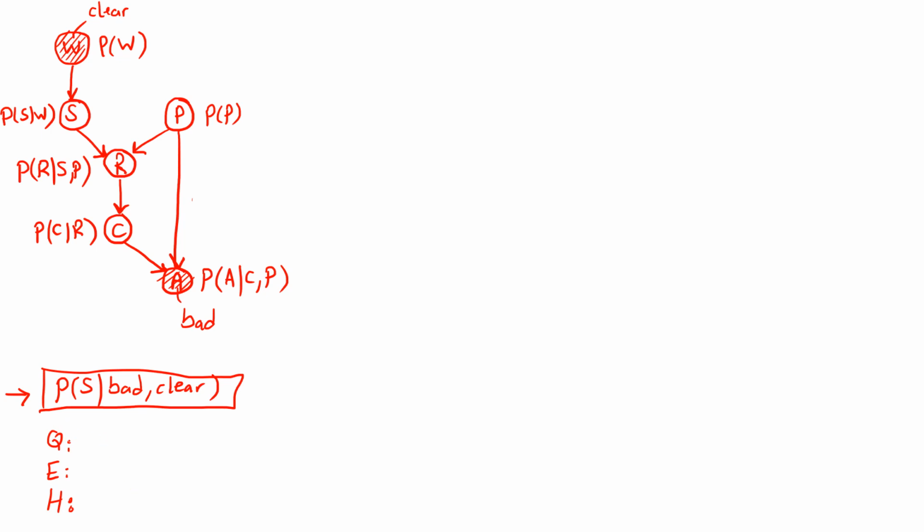What do you mean by the query variable? The query variable is the one that we are interested in, that we want to infer. What do we want to infer here? Yes, S is the variable that we want to infer. How about evidence? Bad and clear, which are the W and A, right?